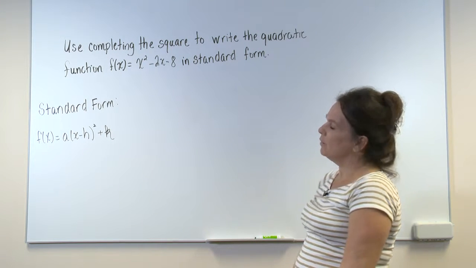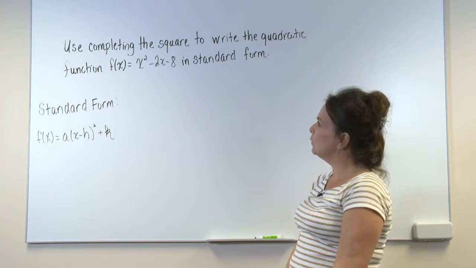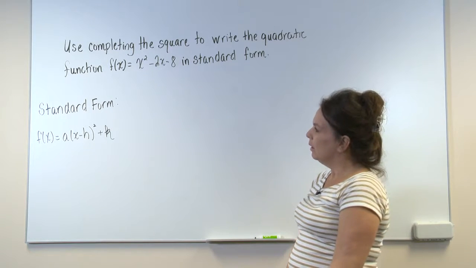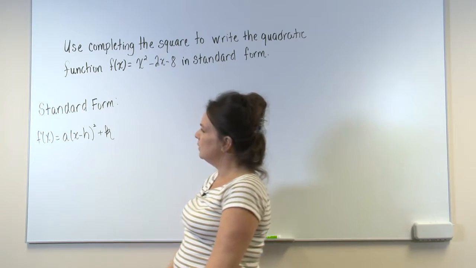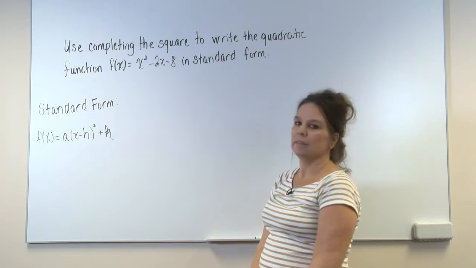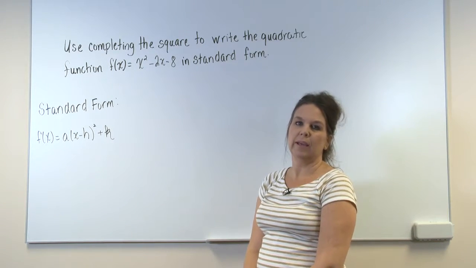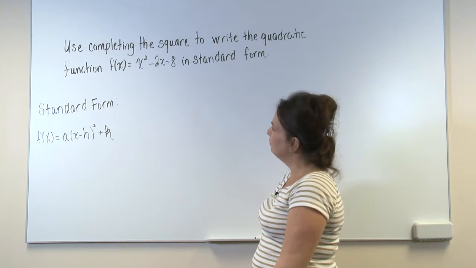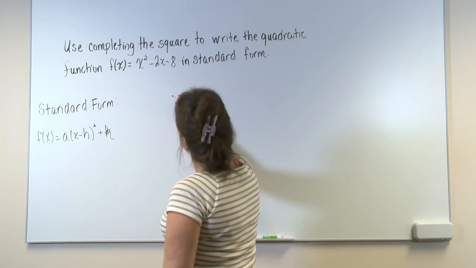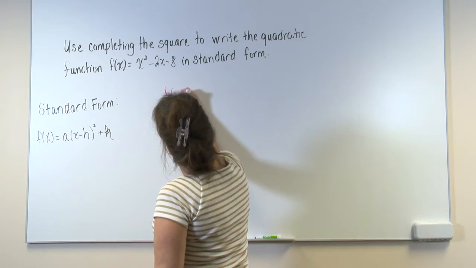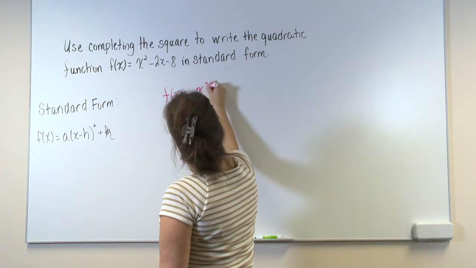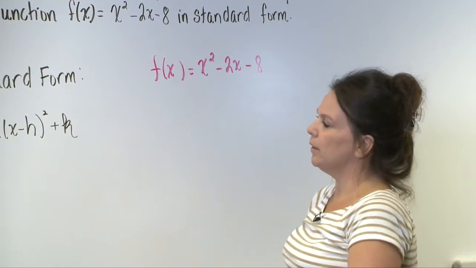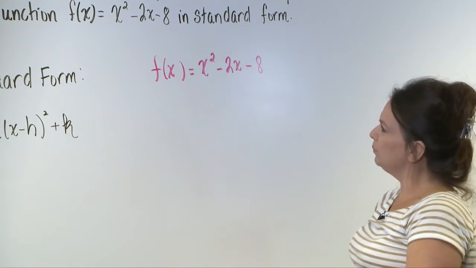Complete the square to write the quadratic function f of x is equal to x squared minus 2x minus 8 in standard form. Over on the left side here, I've written the standard form of a quadratic function. That is, f of x is equal to a times the quantity x minus h squared plus k. So we want to take this quadratic function, f of x is equal to x squared minus 2x minus 8, and rewrite it so that it's in standard form.